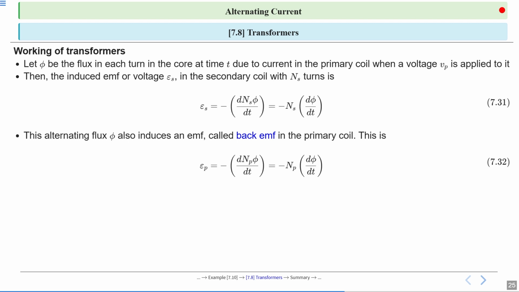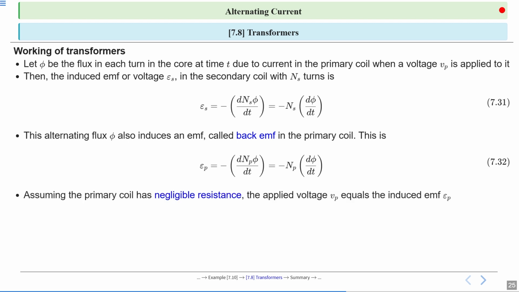So this epsilon s is the EMF induced in the secondary coil due to the change in current in the primary coil. But epsilon p is the EMF induced in the primary coil due to change in current in itself, in the primary coil also. So mark it as 7.32 equation. Assuming the primary coil has negligible resistance, this is the assumption, the applied voltage Vp equals the induced EMF epsilon p. Okay, so we are considering negligible resistance.